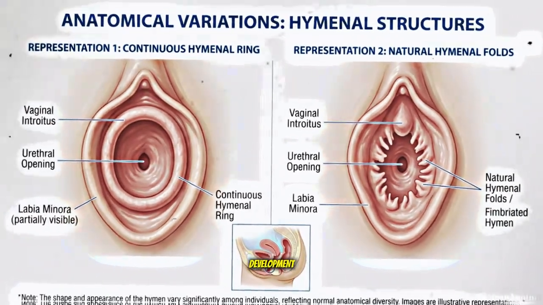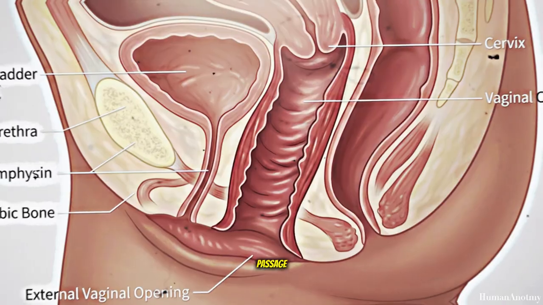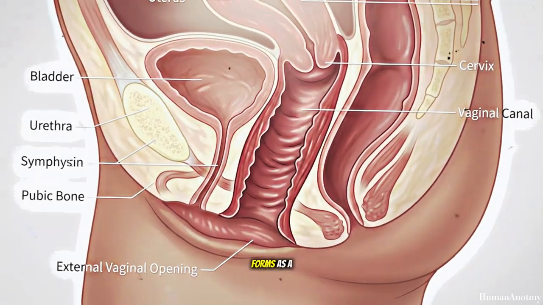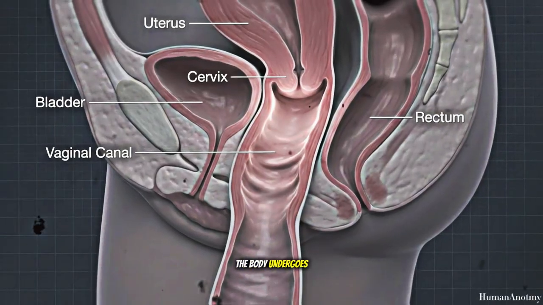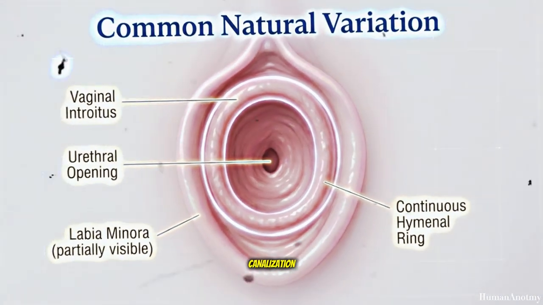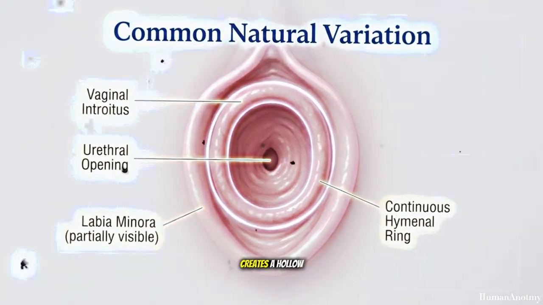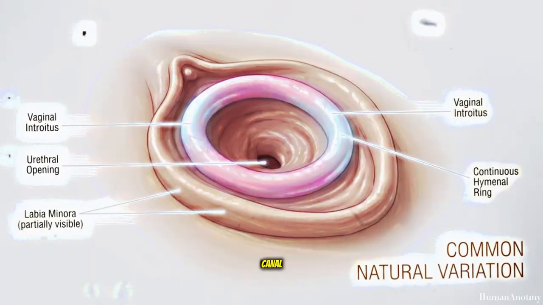During early fetal development, the vaginal structure does not begin as an open passage. Instead, it initially forms as a solid cord of tissue. Over time, the body undergoes a natural biological process known as canalization. This process gradually creates a hollow space within that tissue, forming what will become the vaginal canal.